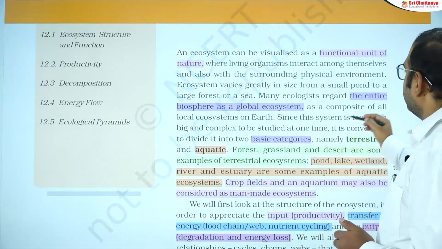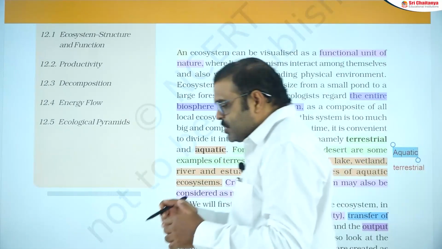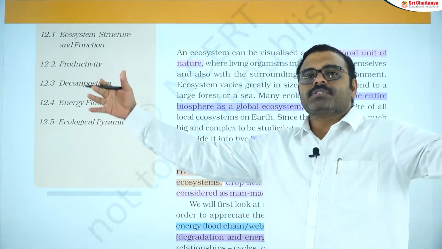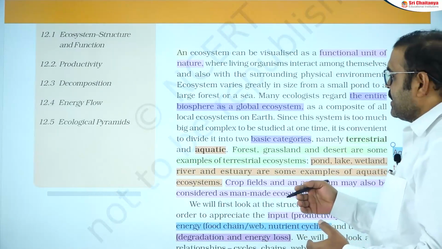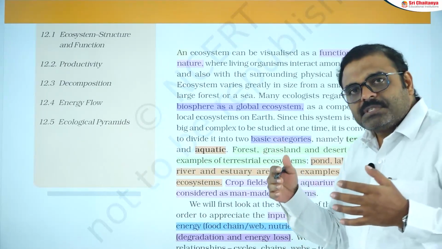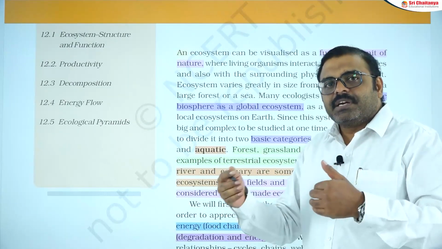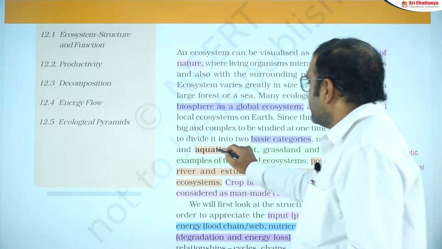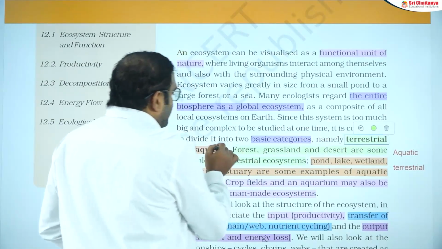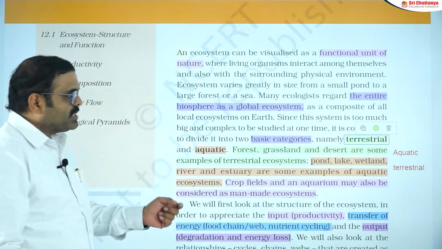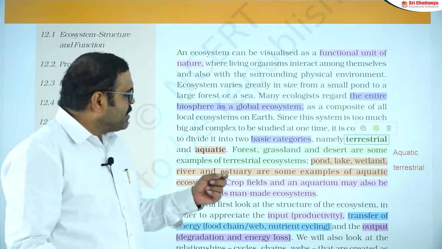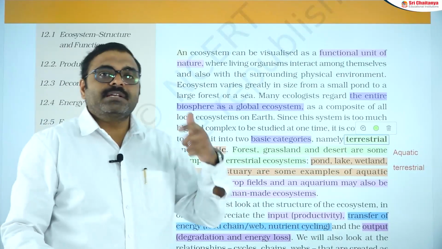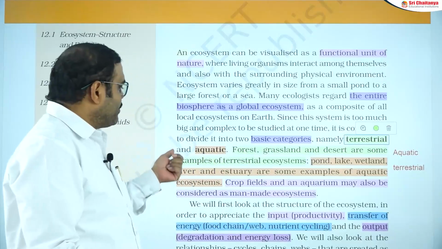Now let us observe the important points. The entire biosphere is considered the global ecosystem. Global ecosystem means the whole Earth can be considered one big ecosystem. Understanding this big ecosystem is very important. For understanding it, we categorize the entire ecosystem into two basic categories, known as terrestrial and aquatic ecosystems. Forest, grassland and desert are some examples of terrestrial ecosystems. And pond, lake, wetland, river, estuary and sea act as aquatic ecosystems.